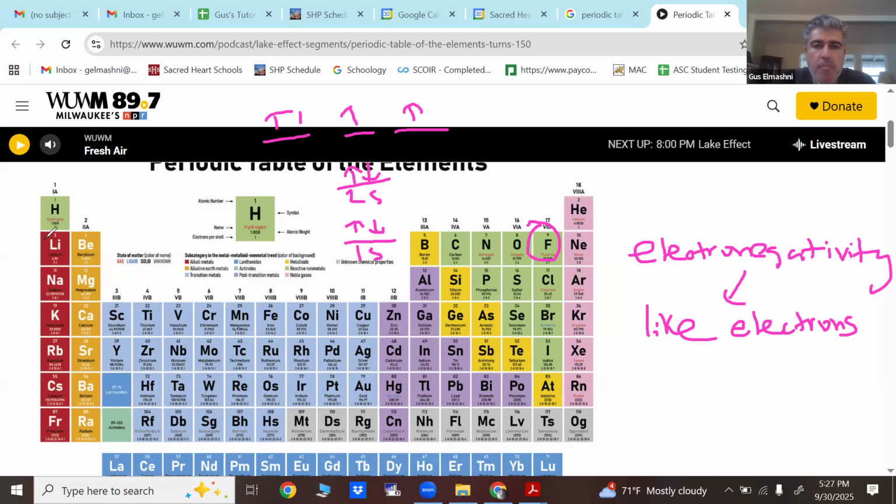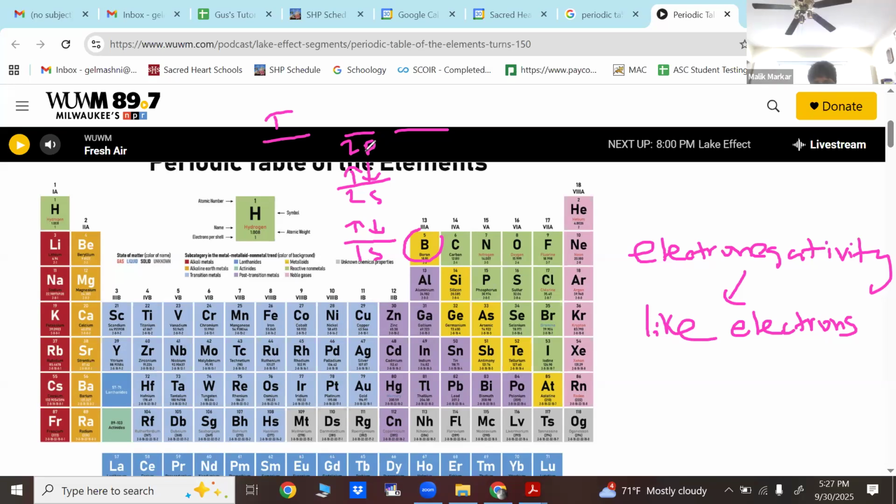Now let's look at boron. Boron will look like this electron configuration. It doesn't want an electron as badly as fluorine does. It's kind of like, okay, I need five more. It's going to take some work, but it's okay. Fluorine wants it so badly because it's so close. Does that make sense? So think of it like that.